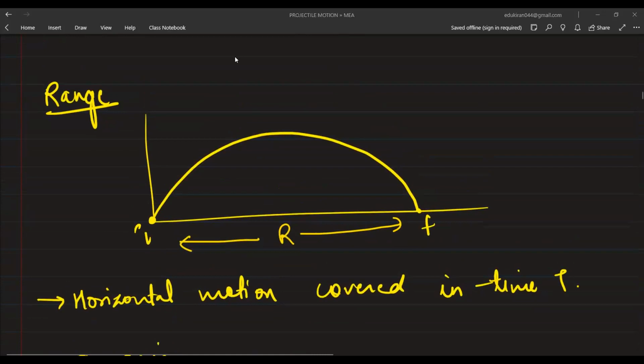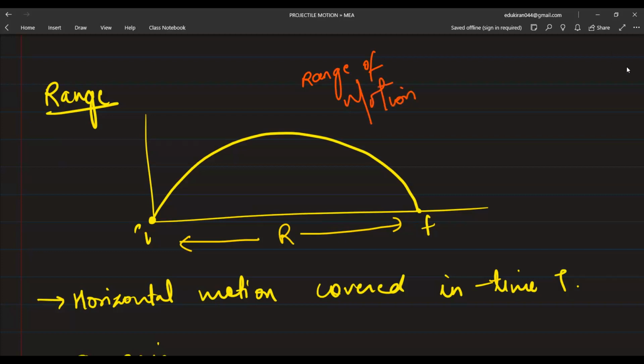Okay, I think this would be most probably the last portion. Let us see. What exactly is range? Range is, see, this was the initial point. This is the final point. So this horizontal distance which has been covered, that is referred to as the range of motion. So you will be seeing lot of terms, range is written. Basically, it's the range of motion. All right, this is the range of motion.